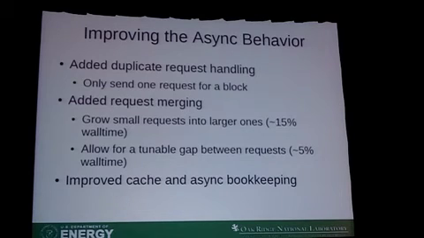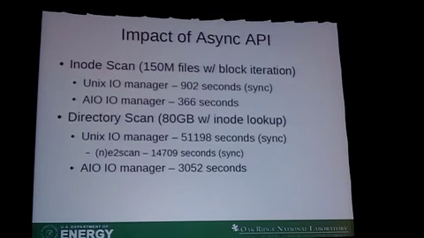And I also worked on the cache and the asynchronous bookkeeping to make things a little more efficient for the CPU. So now we're getting a little bit better results. Inode scan, same thing as before, except now we've added the block iteration. Now if I'm just using the Unix manager, I'm doing it in 15 minutes. Now with the asynchronous code, we're doing it in 6 minutes. So that's a nice improvement. I can live with that.